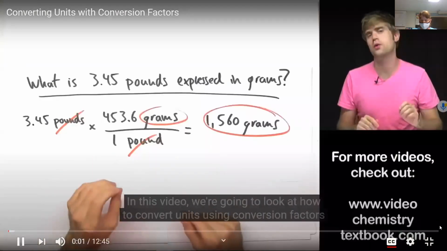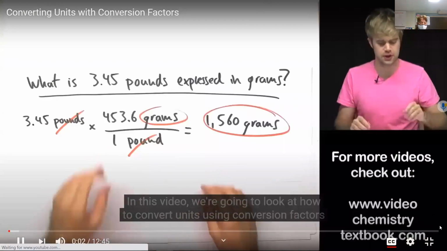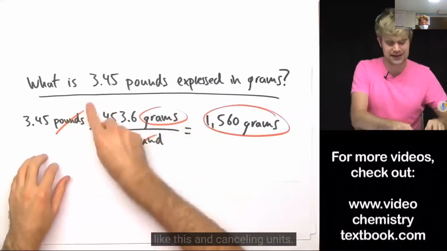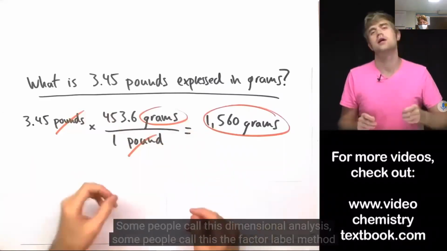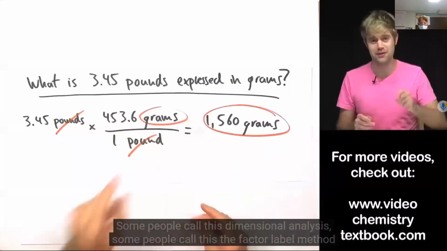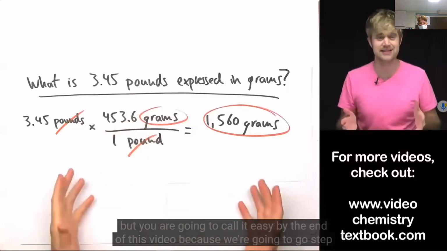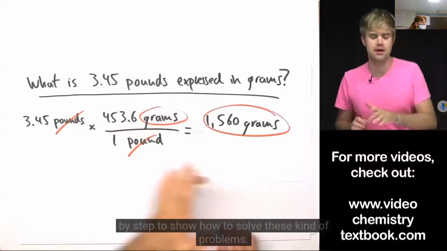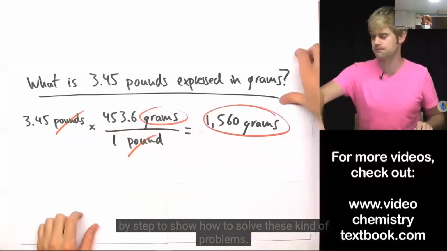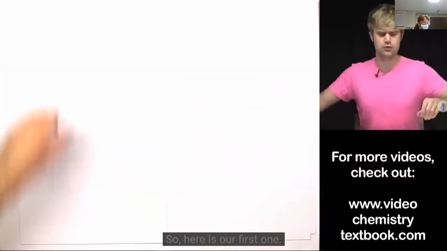In this video, we're going to look at how to convert units using conversion factors like this and canceling units. Some people call this dimensional analysis. Some people call it the factor label method, but you are going to call it easy by the end of this video, because we are going to go step by step to show how to solve these kinds of problems. So here is our first one.